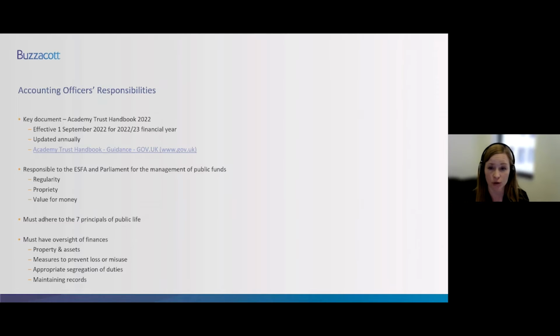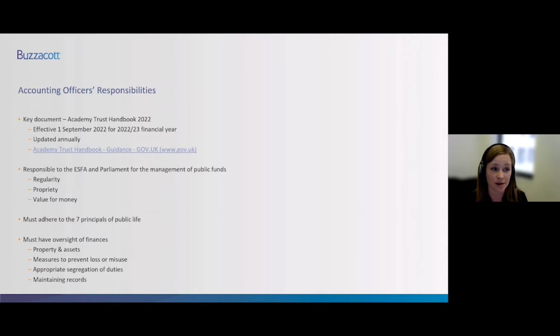The accounting officer role includes specific responsibilities for financial matters. It includes a personal responsibility to Parliament and to the ESFA's accounting officer for the trust's financial resources. The accounting officer must be able to assure Parliament and the public of high standards of financial probity in the management of public funds, particularly regularity, propriety and value for money. The accounting officer must adhere to the 7 principles of public life. These are selflessness, integrity, objectivity, accountability, openness, honesty, and leadership.